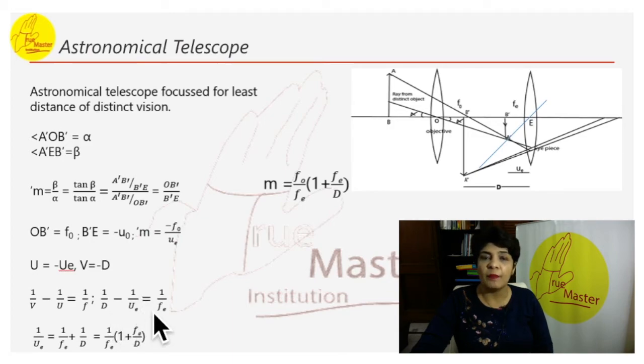Now taking UE on one side and the rest on the other, we can write 1 by FE plus 1 by D. When we solve it further, we can write 1 by FE times 1 plus FE by D. So the total magnification becomes FO by FE times 1 plus FE by D. So this is the astronomical telescope formula for magnification.